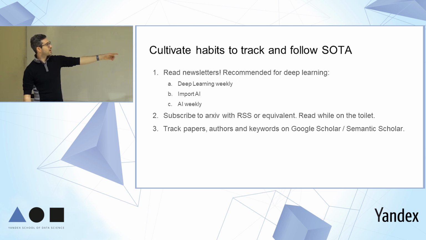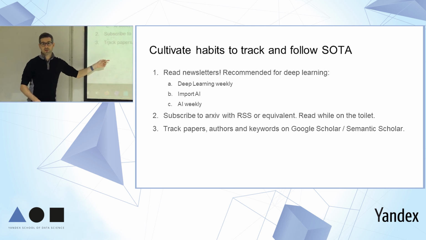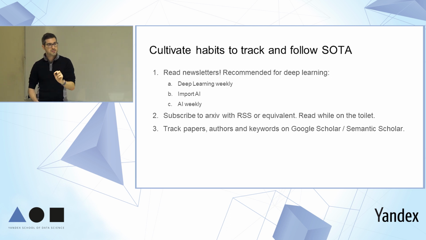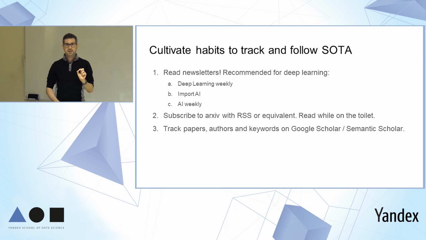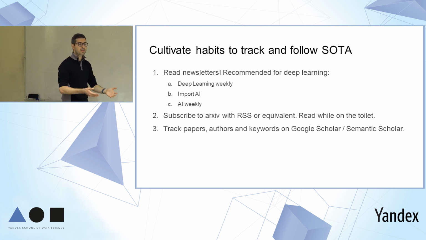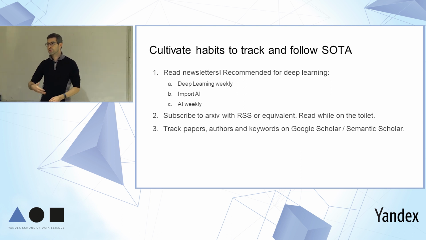The third one is to use Semantic Scholar or Google Scholar to create keywords. So whenever you find a paper that you like, that's interesting to you, tag it as a paper that you will get alerts for when new papers cite it. Or when you find an author that you like, you can also tag him and you will get an email whenever he publishes something new.